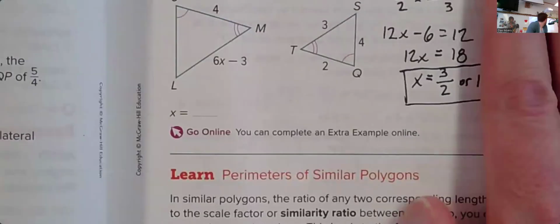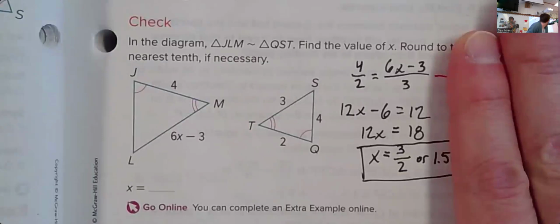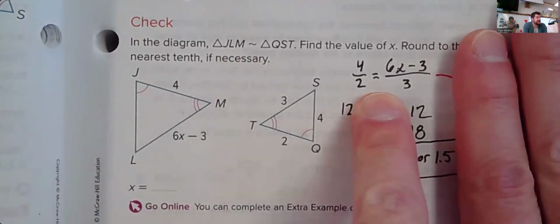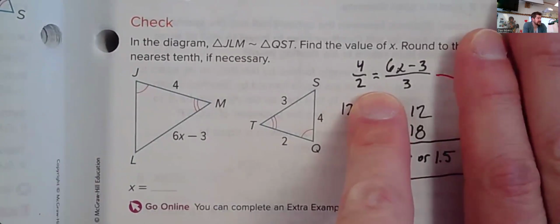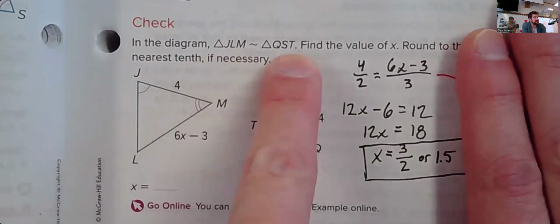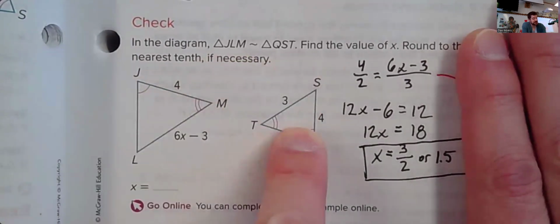So right here, if you take the length of JM, I did it this way. Your equation might look different than mine, but it should still end up being the exact same answer. So I started with JM, which corresponds to QT. So that'd be 4 to 2. So 4 over 2.